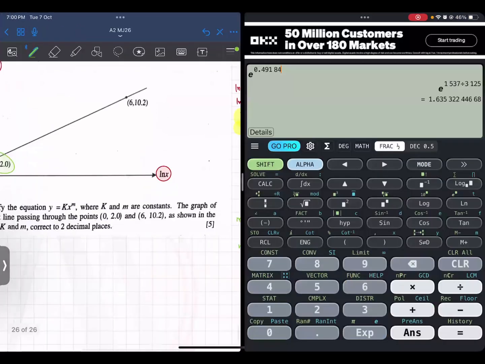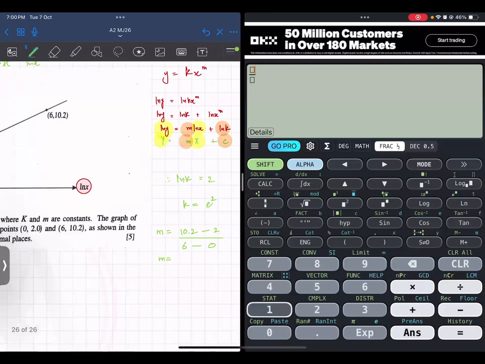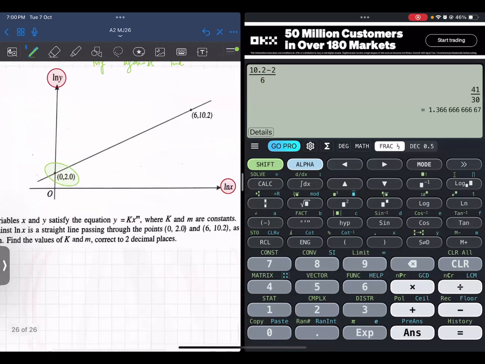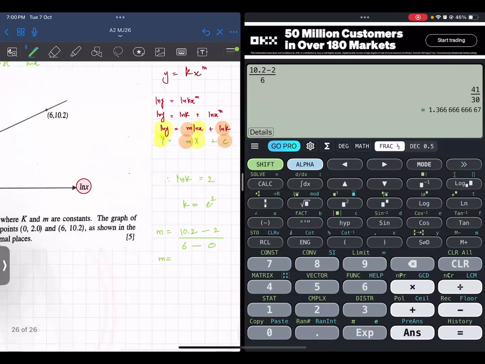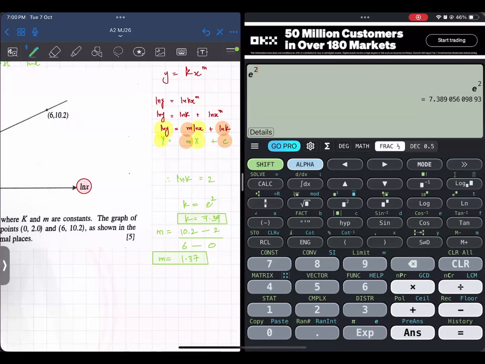so easiest 5 marks, I think. This was even shorter than the previous one. 8.2 upon 6, so 41 upon 30, and they're asking you to write it correct to 2 decimal places. So 1.37, and e power 2 is 7.39. So yeah, any questions, anything?